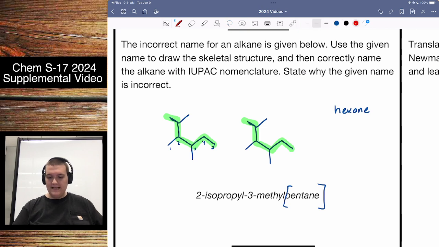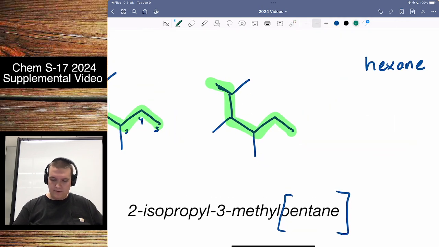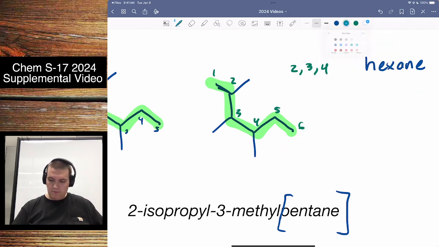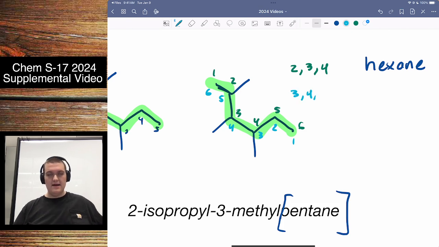Okay, so we need to figure out if we should number 1, 2, 3, 4, 5, 6 like this. And I think I'll use some color here. So I'm going to do 1, 2, 3, 4, 5, 6. And if we did it that way, our substituents would be on 2, 3, and 4. Versus if we did it this other way, and we did 1, 2, 3, 4, 5, 6, this way, our substituents are going to be on 3, 4, and 5.